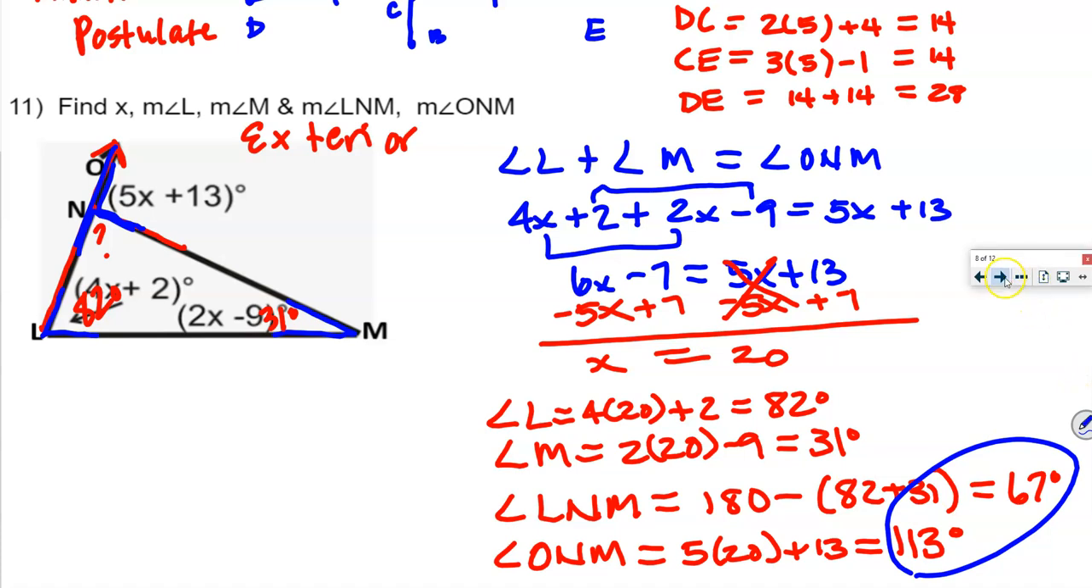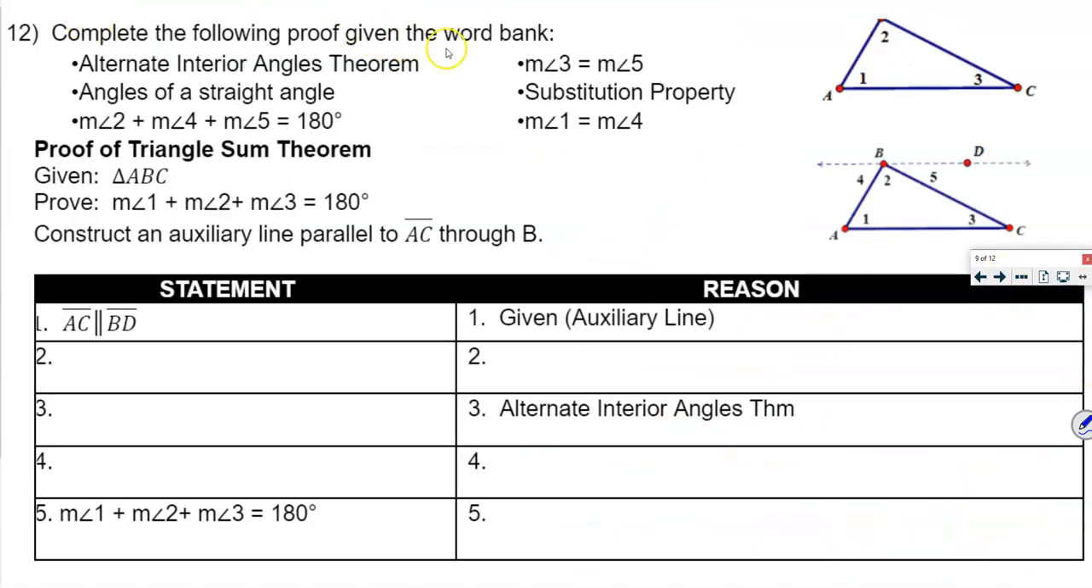All right, so this is complete the following proof given the word bank. So we're given that AC, it says here, is parallel to BD, right? So I'm going to mark that. Then the next step here, what we did before, is we are going to look at some alternate interior angles. Okay, so I'm going to redraw these lines a little cleaner so you guys can see them. And then I have that transversal right there.